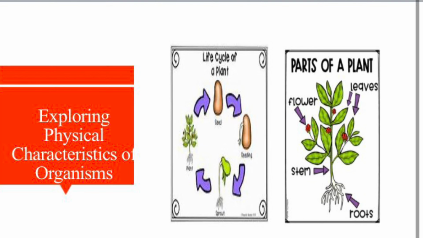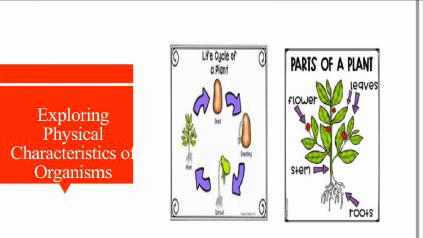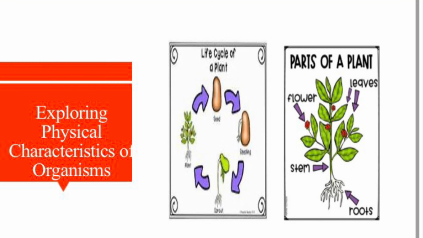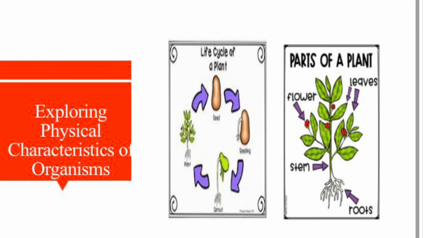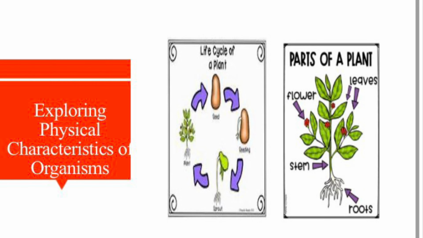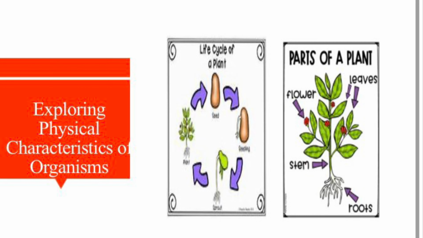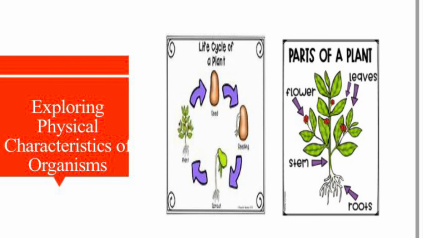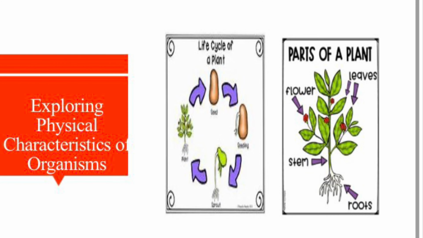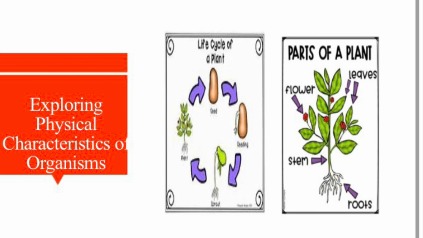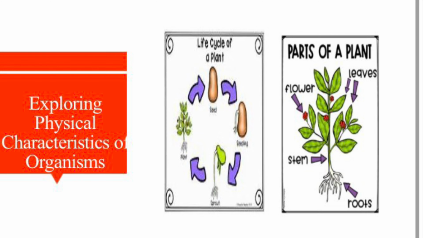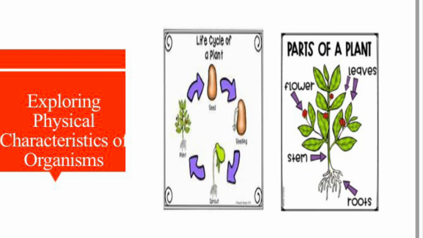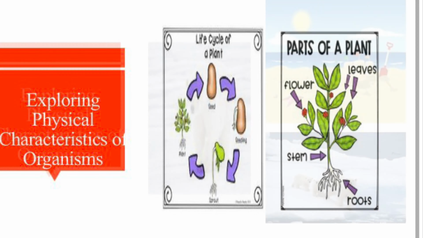A plant starts from a seed and it grows into a flower. If you look at the slide, you see the life cycle of a plant: seed, flower. And then you will see also on this slide parts of a plant. That is after the seed has grown. What parts of the plant will the seed produce? It'll produce roots, stem, leaves, and flower. Next slide.